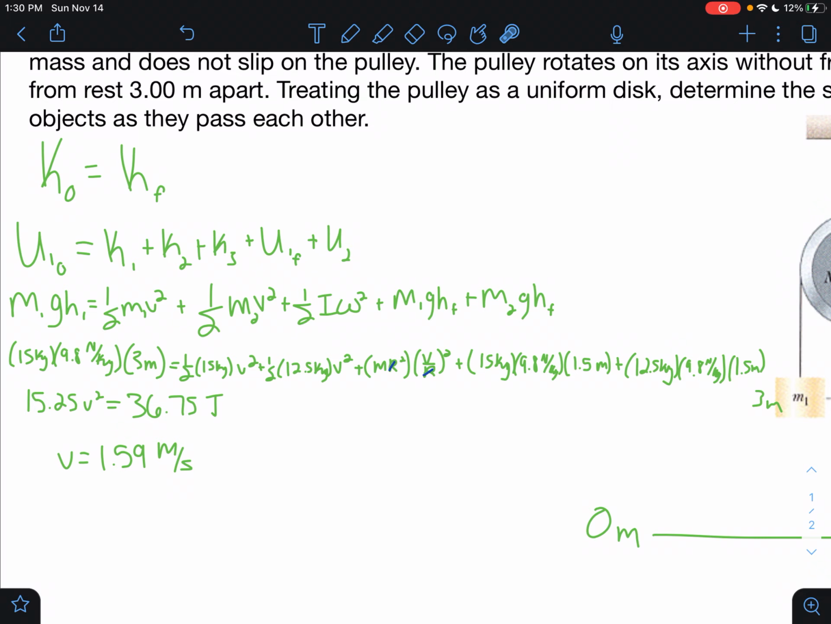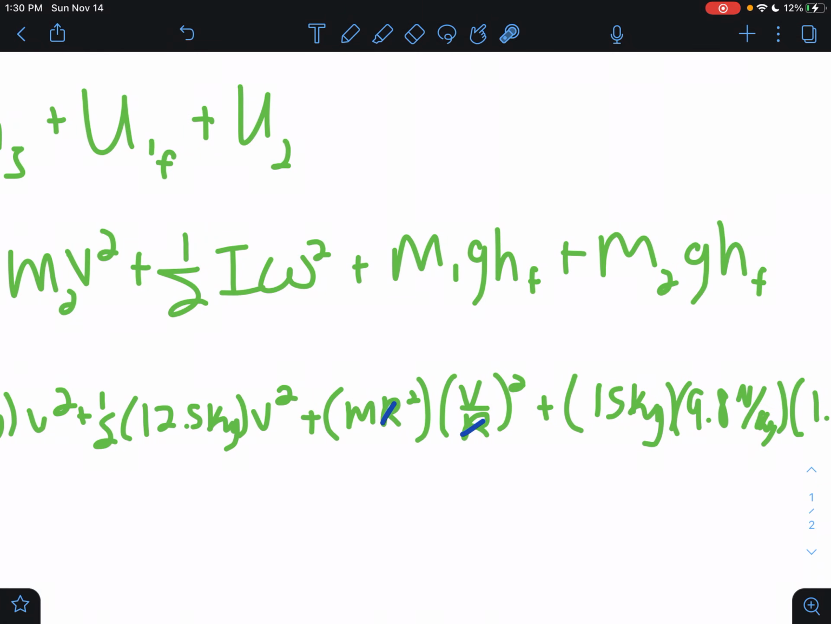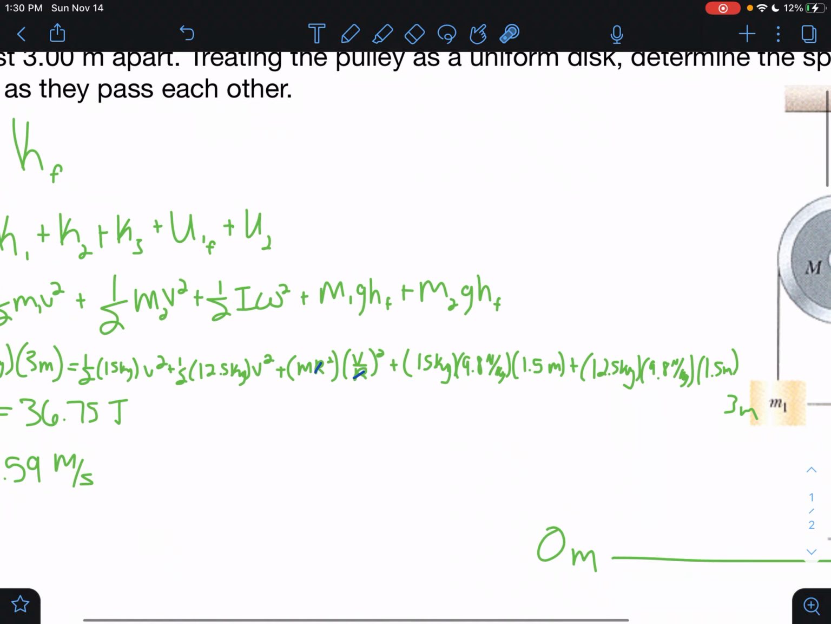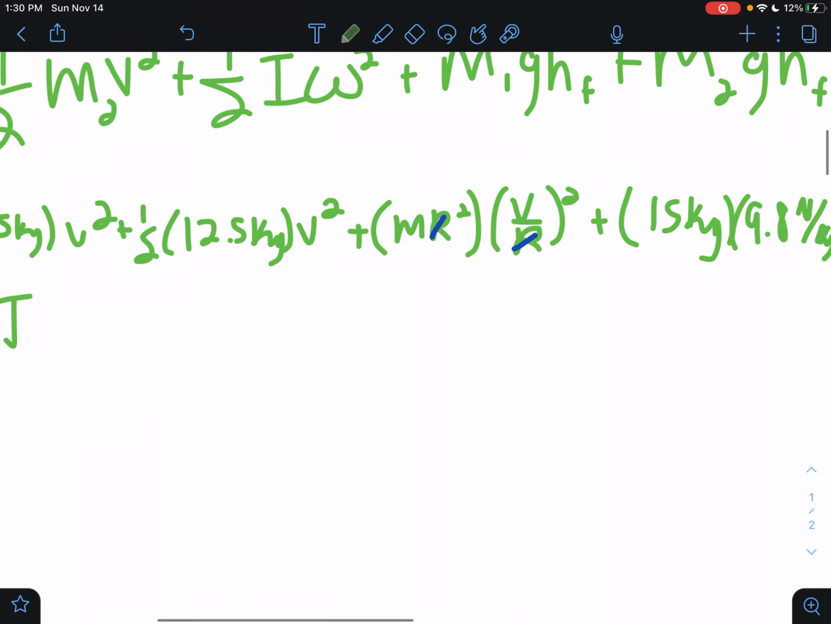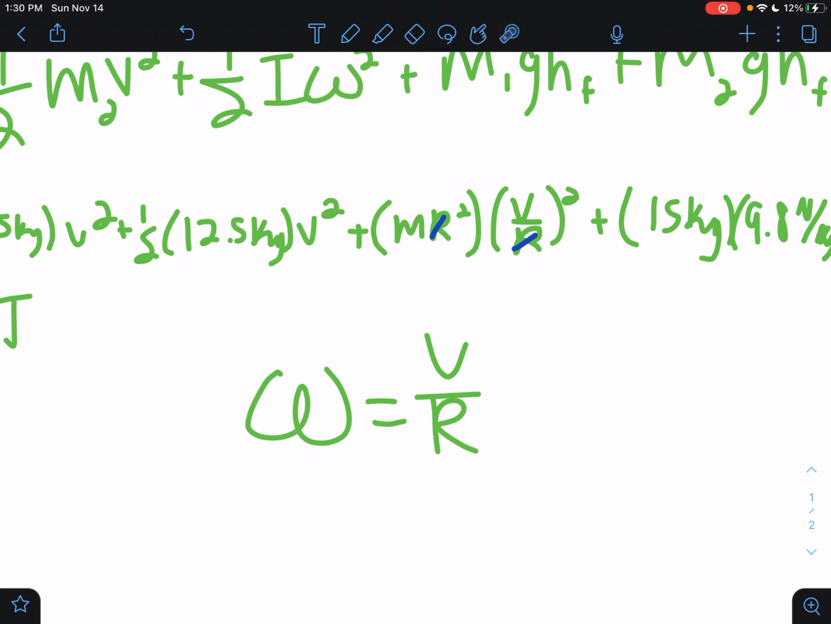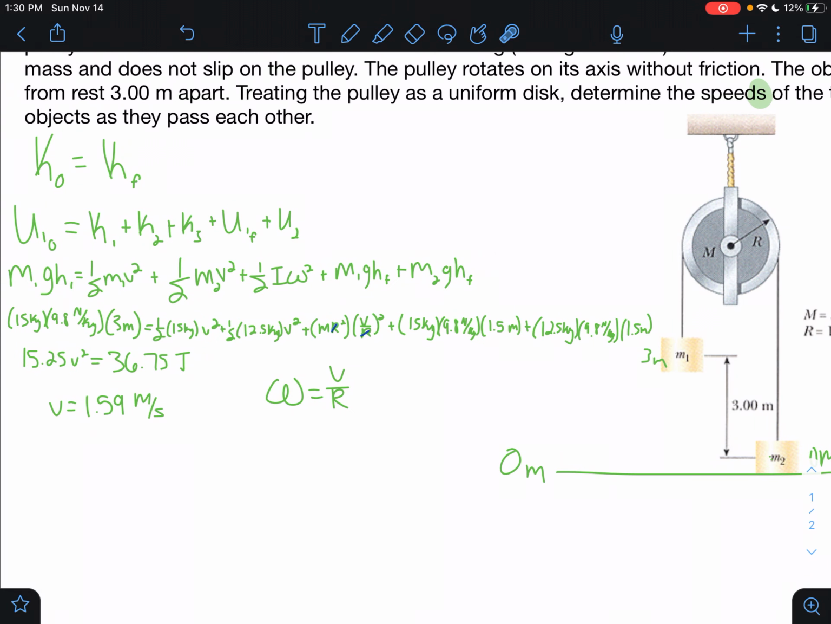Plugging stuff in. Since this is a uniform disk, we can use I equals half mr squared. And then I used v over r, because omega is v over r. And then you just plug that in squared. I'll write that down. Ready? Like that. I just use that equation to do this. And then just plugging all this stuff in.